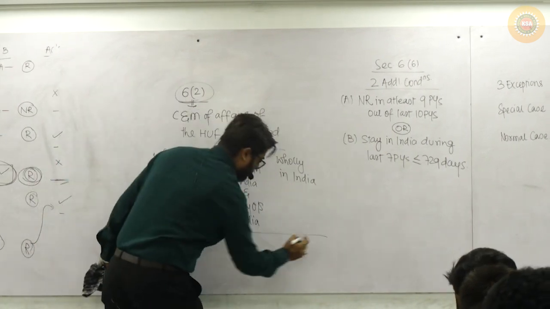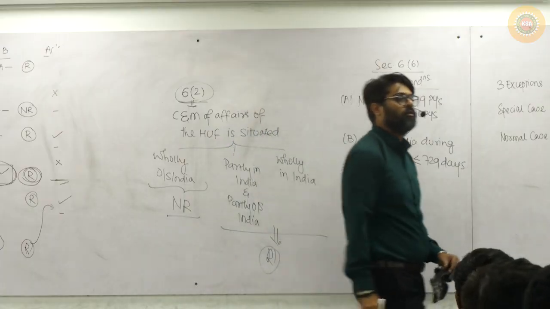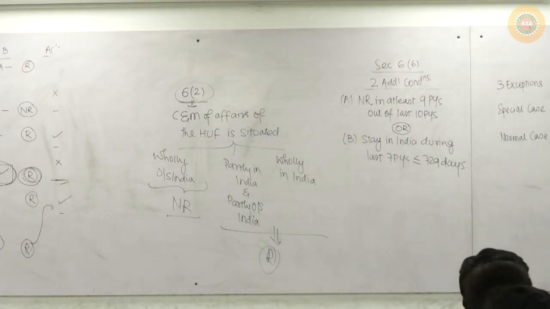In all the other cases it will be treated as resident. So you have to check from where the HUF is being controlled and managed. HUF will be controlled and managed from the place where the Karta, the head and brain, is located and taking the policy decisions. Getting my point?